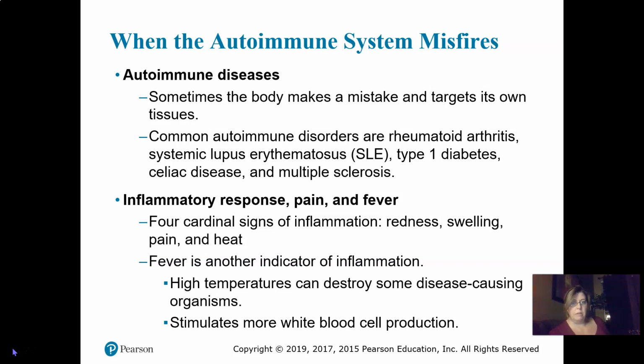Inflammatory response, pain and fever, there's really 4 typical signs of inflammation. That's redness, swelling, pain, and heat. Fever is another indication of inflammation. High temperatures can destroy some disease-causing organisms. So again, the fever is good to kill off some of what's going on. But we want to make sure it doesn't get too high because it can also kill off the healthy cells. And also there's a stimulation for more white blood cell production when fevers are present.